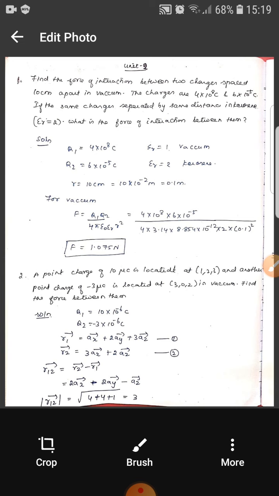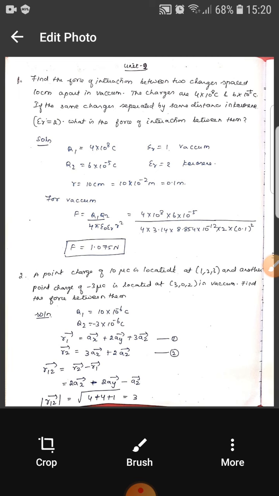Second question, a point charge of 10 microcoulomb is located at a point 1, 2, 3 and another point charge of minus 3 microcoulomb is located at the point 3, 0, 2 in vacuum. Find the force between them. Start with the solution. Q1 is equal to, so in the question it is given in microcoulomb, so it is converted into coulomb. So Q1 will be equal to 10 into 10 to the power minus 6 coulomb and Q2 is equal to minus 3 into 10 to the power minus 6 coulomb.